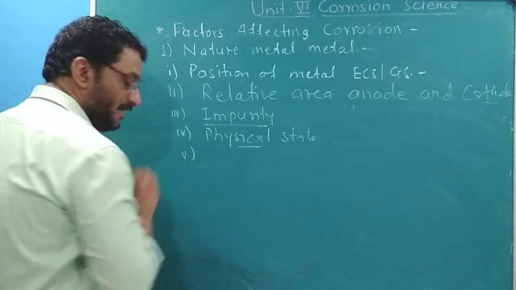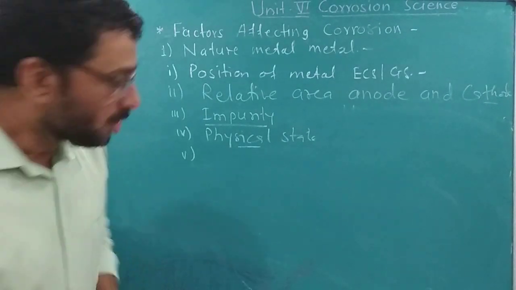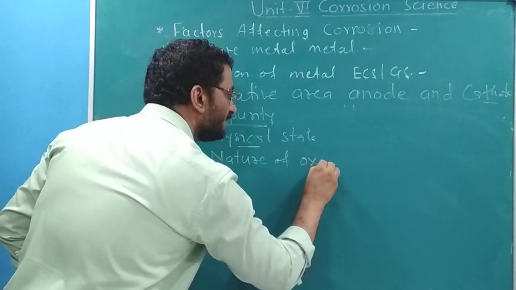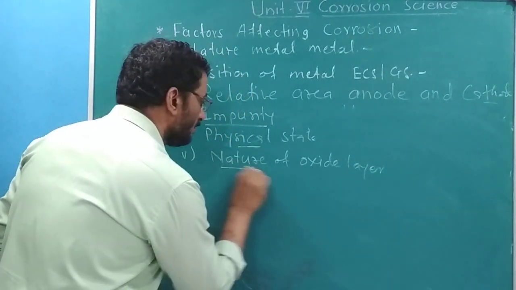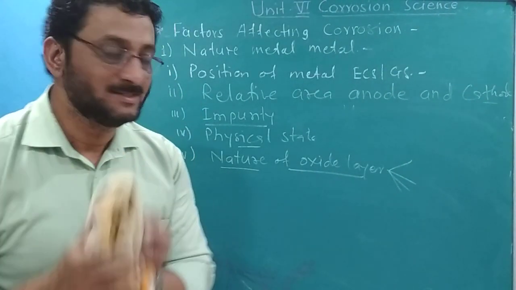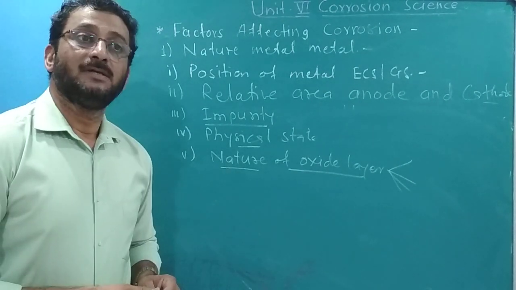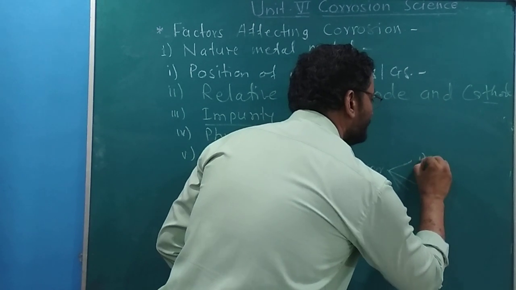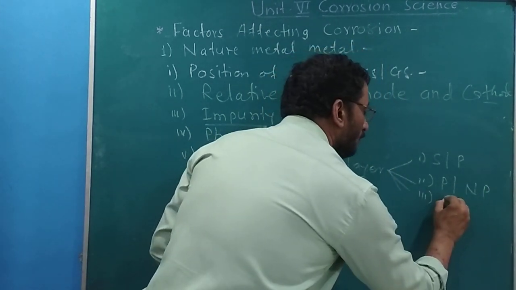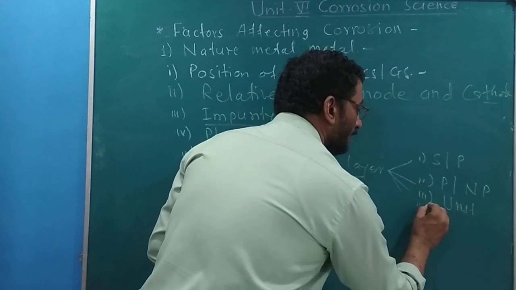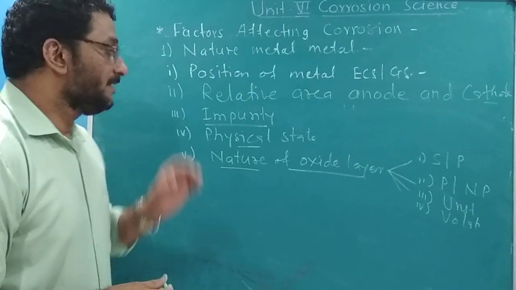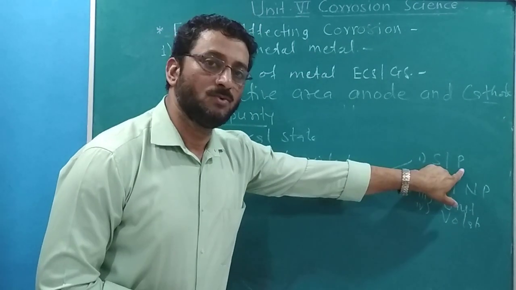Okay. And the fifth point is the nature of the oxide layer, under the heading nature of metal. What is the nature of the oxide layer? We have already seen in dry corrosion, as per the Pilling-Bedworth rule, that the oxide layer is of four types. First, it is stable and protective. Second, it is porous and non-protective. Third, it is an unstable oxide layer, and fourth is the volatile oxide layer.